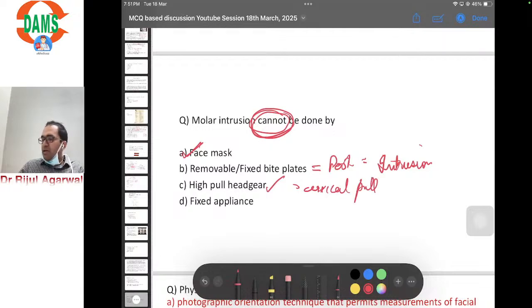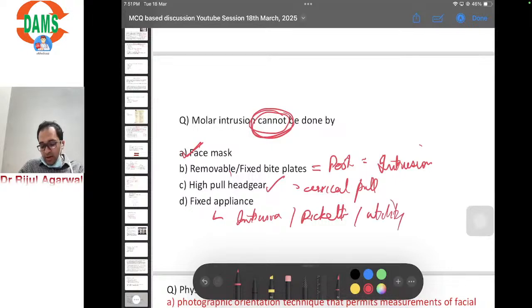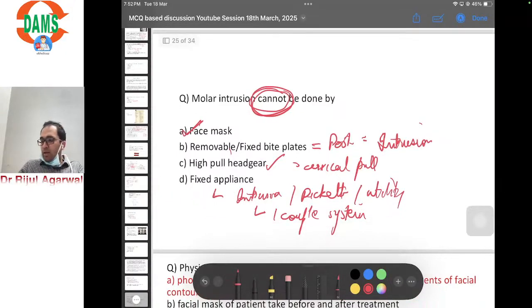And fixed appliances can definitely help in molar intrusion. Fixed appliances are basically intrusion arches, or you can say Ricketts intrusion arches, utility arches are some examples. Another important thing is that intrusion arches work on the principle of one couple system. Now I am not going to discuss this one couple, two couple. What I want to highlight is that there is a possibility that a branch-out question can be formed on this.